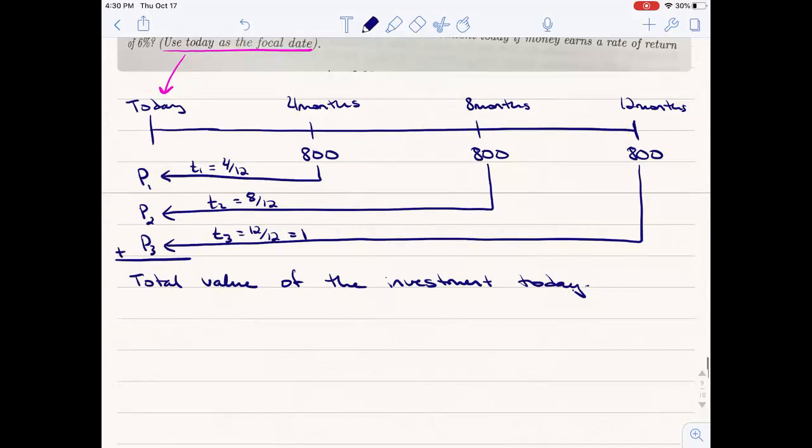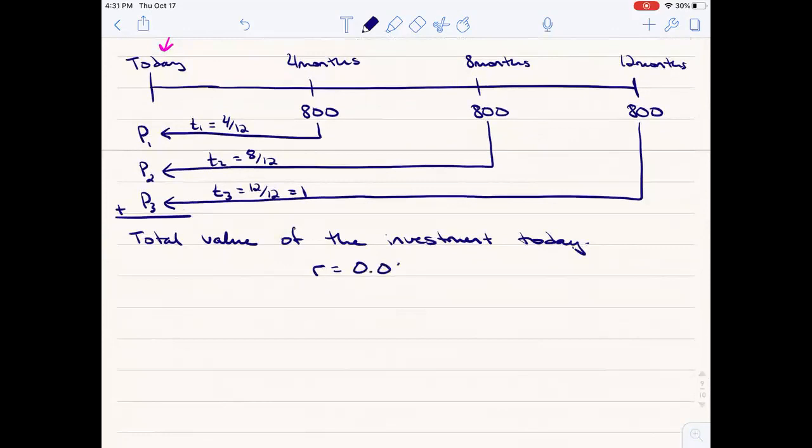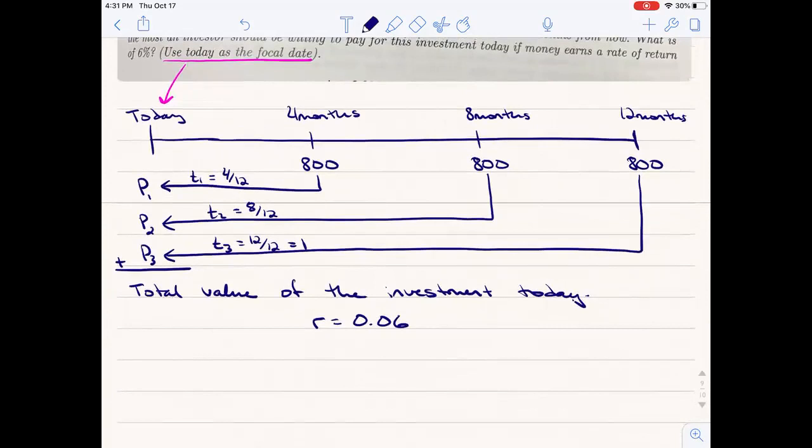And then somewhere on this graph here, we'll put that the rate was 6%, 0.06. Right. So this is our complete timeline, right? This is showing everything that you need to solve this problem, right? We have to find P1, P2, and P3, add them all up, and then that's the answer. That's the total value of this investment today.